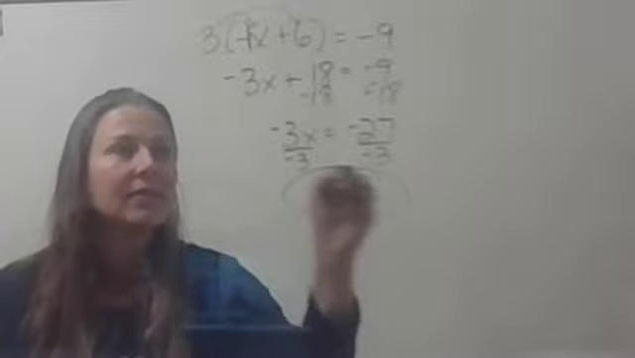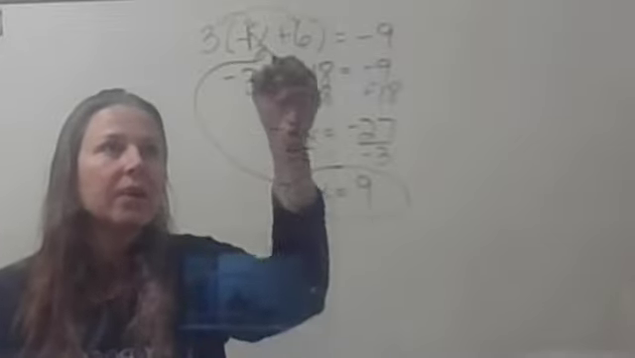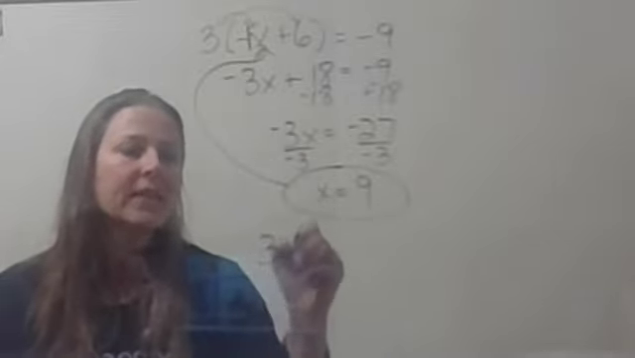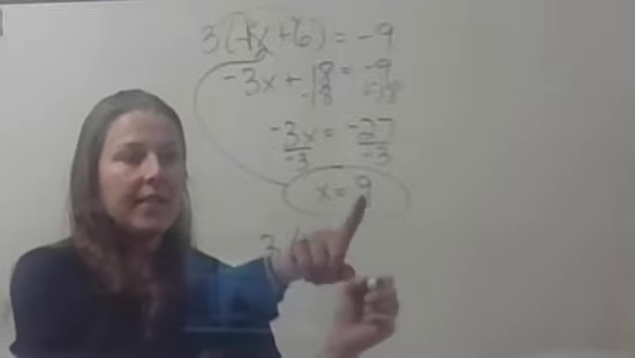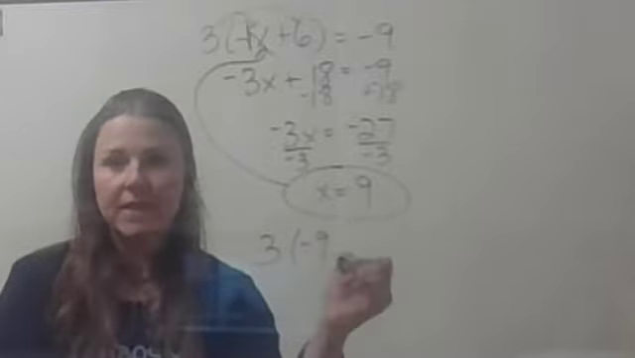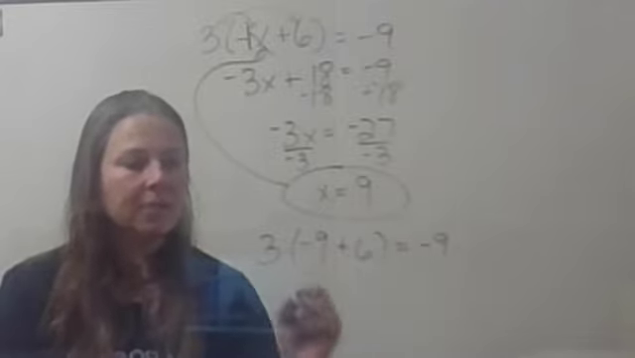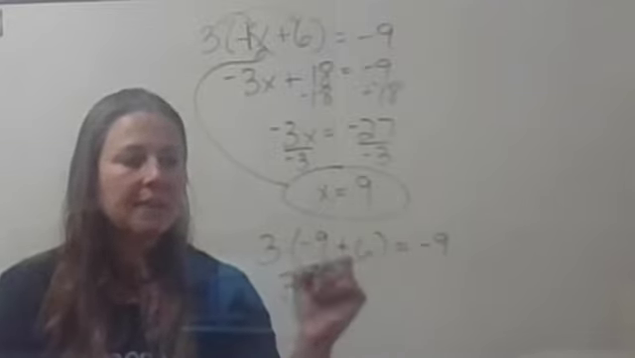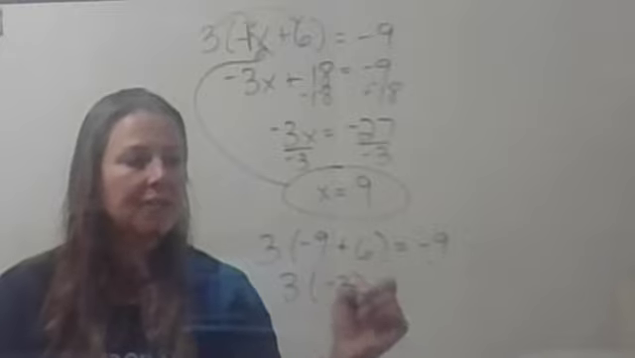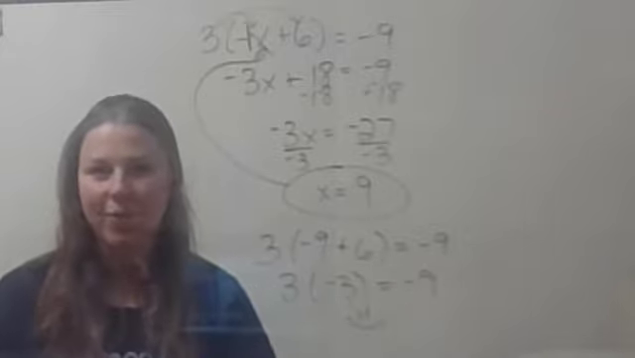And then again, let's check that work. So is 3 times negative, and then plug the 9 in, because it was -x, plus 6 equal to -9. So 3 times -9 plus 6 is -3. Is that equal to -9? Yes, it is. Another right answer.